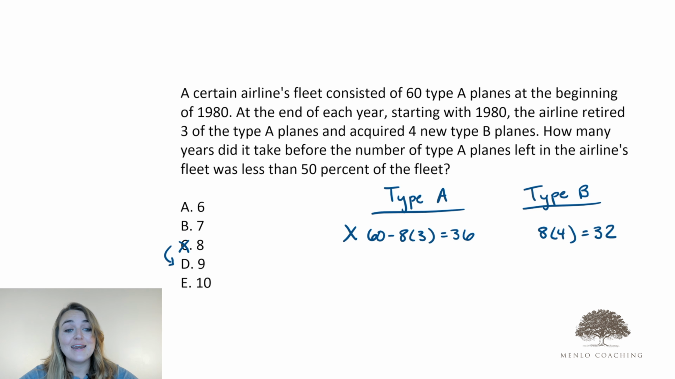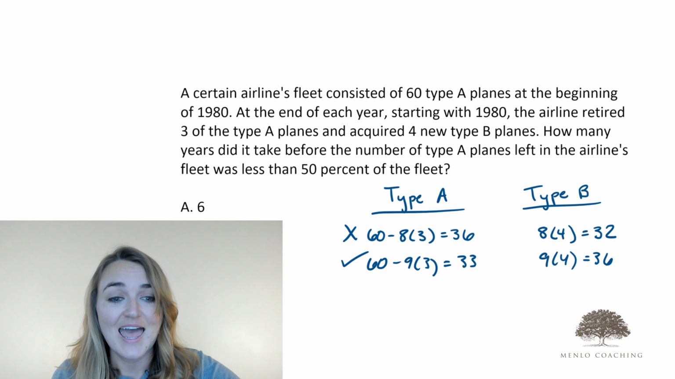And if I plug in 9, well, 60 minus 9 times 3, well, that's going to give me 33. And if I compare that to 9 times 4, or 36, I found my answer. The number of type B planes now exceeds my number of type A planes. And again, I didn't get there by having to do a whole lot of math, but instead by leveraging everything in front of me and ensuring that I was taking the easiest path to the answer.